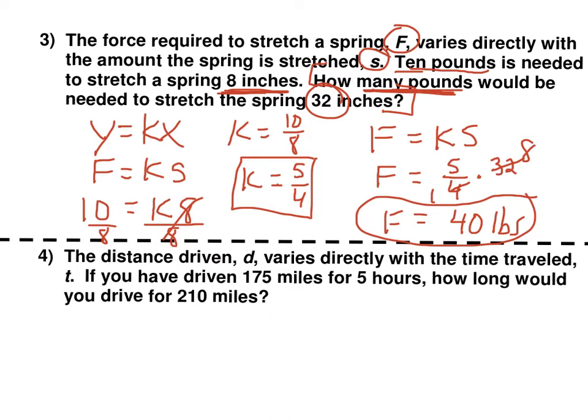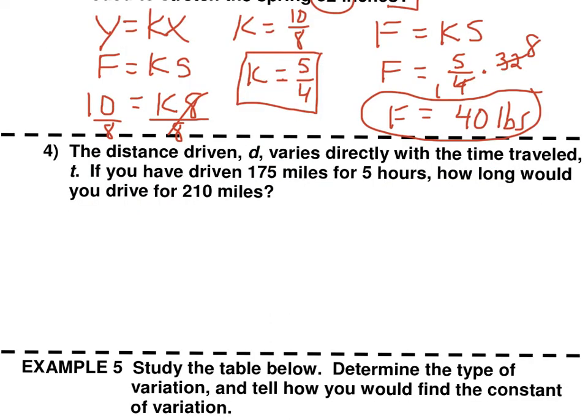Alright, let's try one more like this. If you want to pause and try it on your own and then check, you can. It says the distance driven varies directly, so it's direct variation, with the time traveled, T. So D, remember it's Y equals KX. So it says D varies directly with time. So I'm going to replace the Y with the D and replace the X with T.